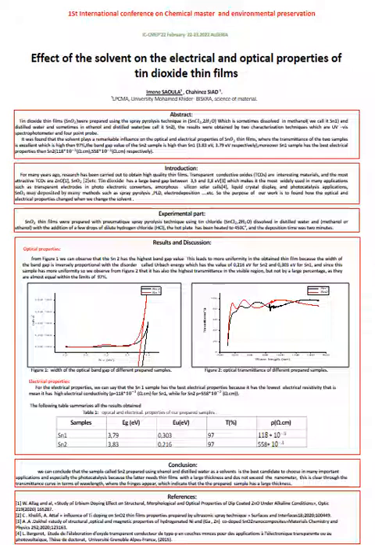For many years, research has been carried out to obtain high-quality thin films of transparent conducting oxides, TCOs. SnO is an interesting material, and the most attractive TCOs are ZnO and SnO2, etc. Tin dioxide has a large band gap between 3.5 and 3.8 electron volts, which makes it the most widely used in many applications such as photocatalysis, and it is prepared with many methods such as the spray pyrolysis method.